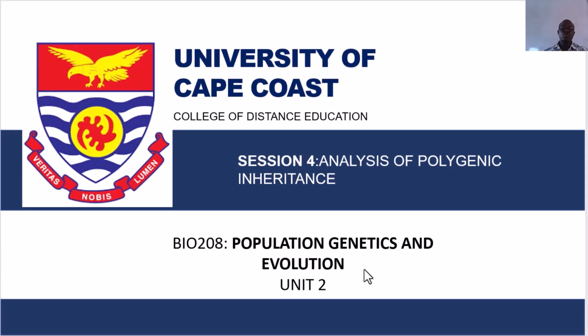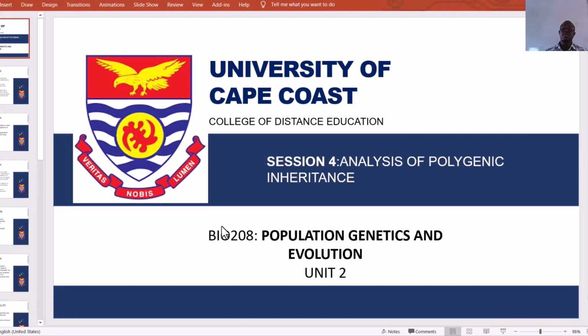Welcome once again to Population Genetics and Evolution, Bio 208, Unit 2, Session 4: Analysis of Polygenic Inheritance. By the close of this session, you should be able to state the components of polygenic variation, and explain, analyze, and interpret polygenic data.